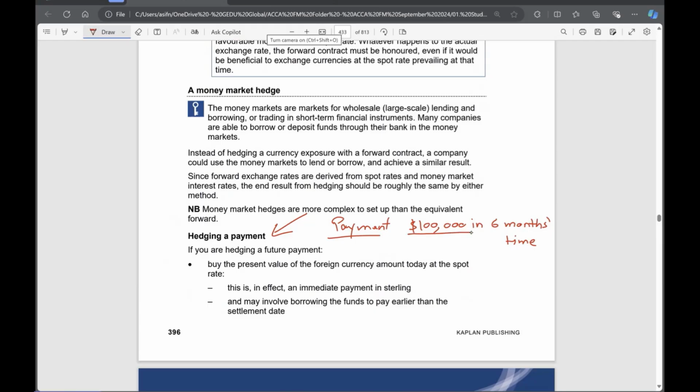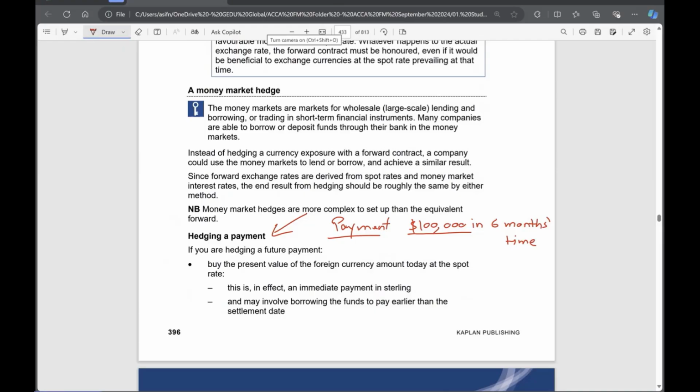To avoid that, we need to arrange dollars today. We need to exchange dollars today. Not exactly $100,000. The present value of $100,000 we need to arrange today. How? By borrowing in pounds. Look, we can borrow money in pounds, convert exactly today into dollars, and deposit into a dollar bank account. After 6 months, when the time comes for the payment, the amount will be exactly $100,000, withdraw and pay. This is the money market hedge.